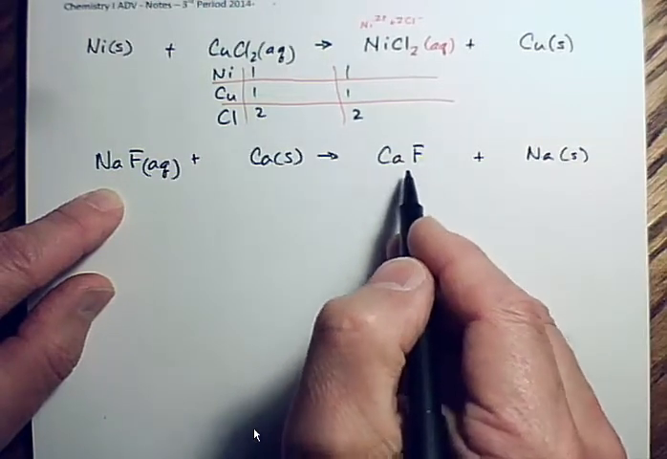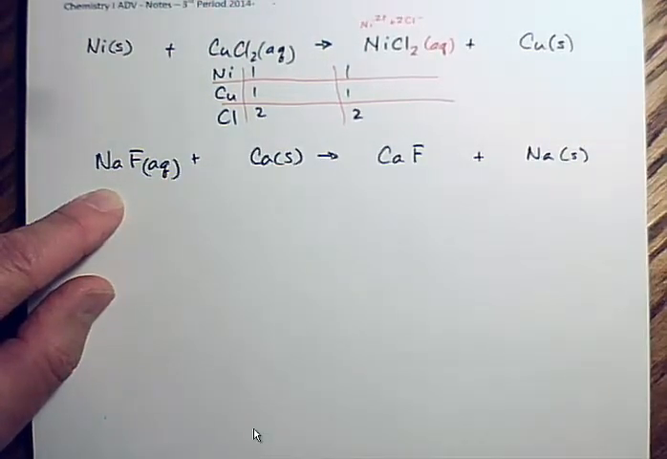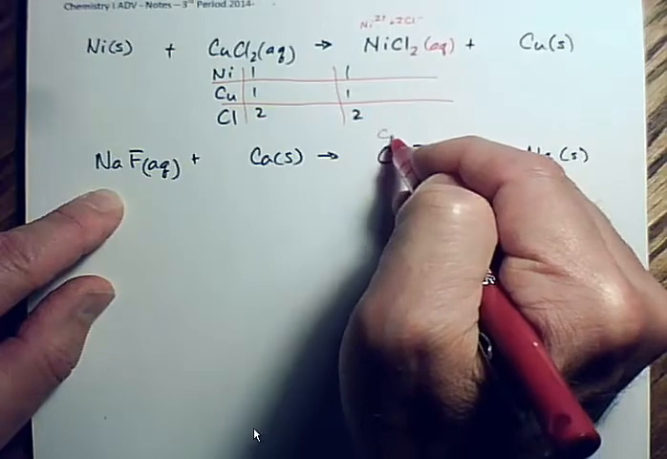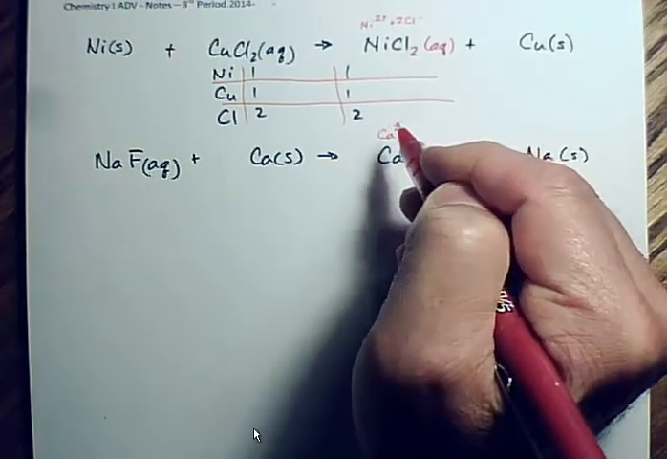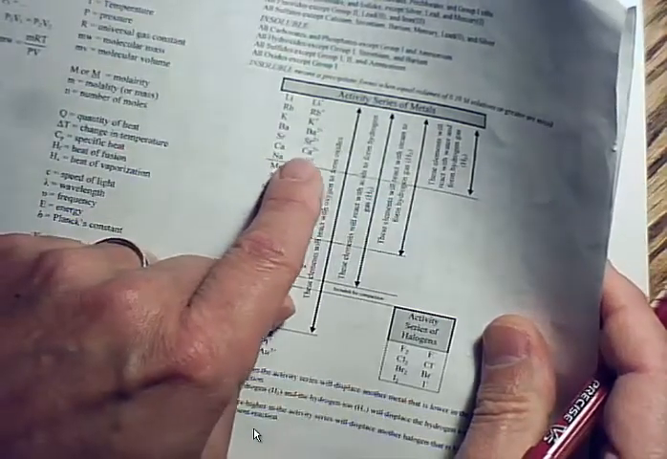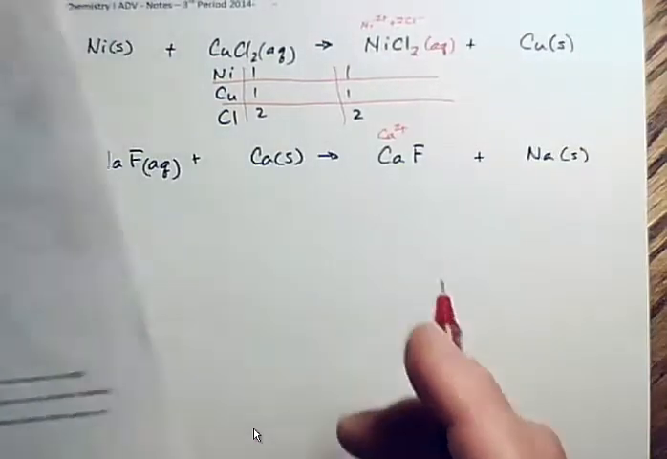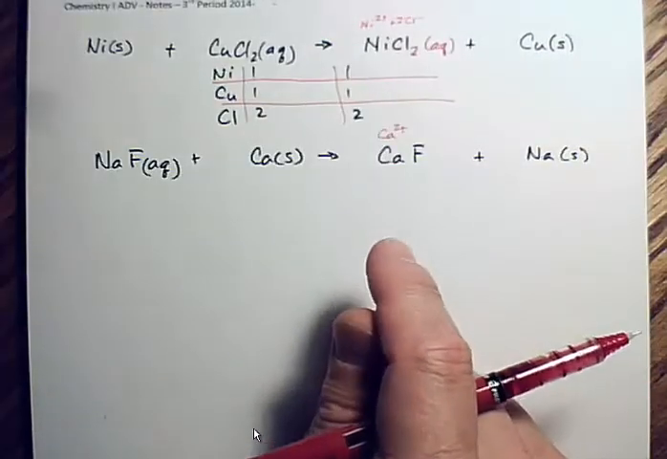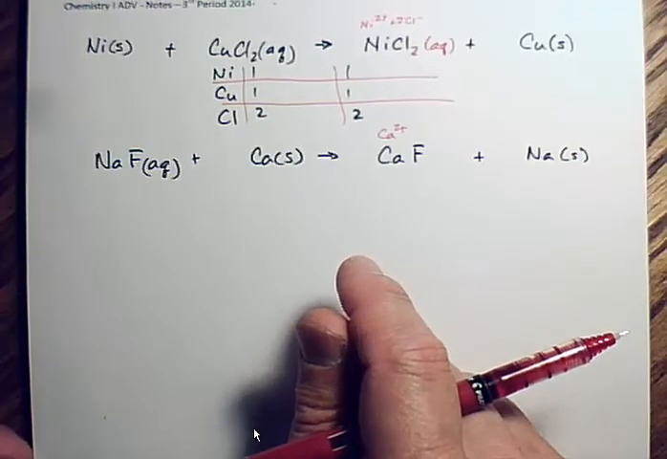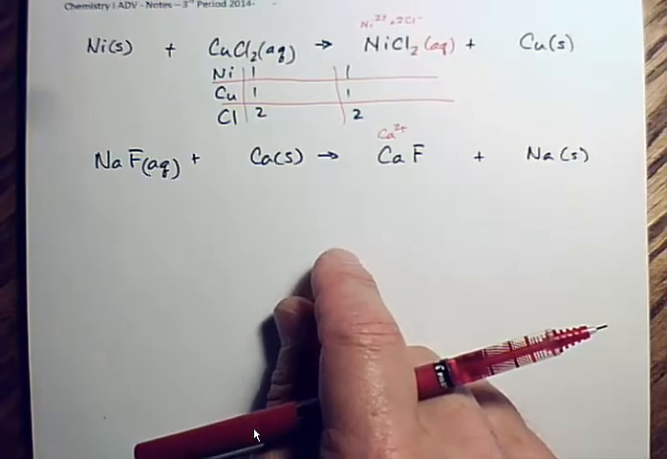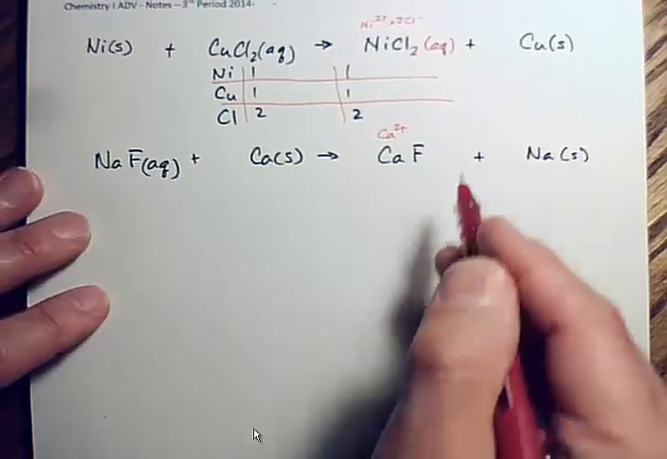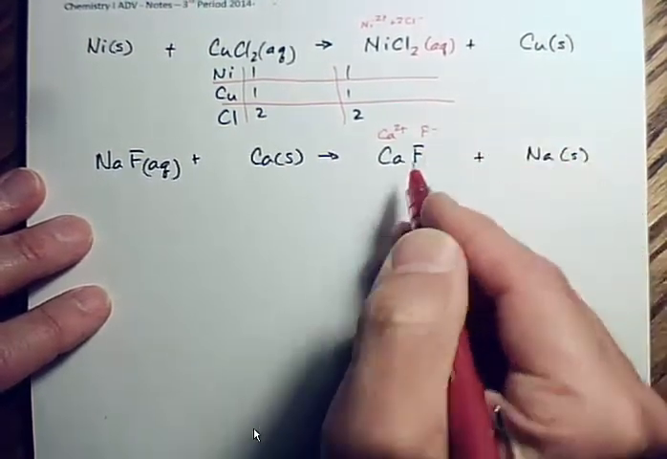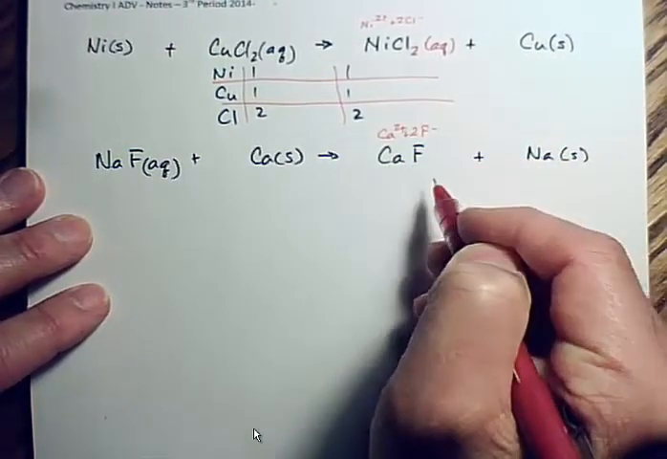We don't yet know the balance for this, but calcium has a 2+ charge. It says so right here. And fluorine has a 1- charge. It says so right here. You can also look up those charges on the periodic table with oxidation numbers, and you can tell what their charges are by their position on any periodic table. Fluorine has a 1- charge, so I need 2 fluorines.